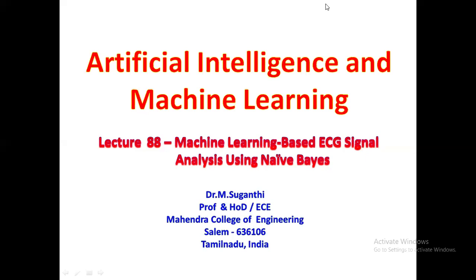In this lecture, we'll see machine learning based ECG signal analysis using the Naïve Bayes algorithm. Machine learning based ECG signal analysis using Naïve Bayes is a simple and effective method for detecting heart problems by analyzing ECG signals. First, important features like heart rate, time between heartbeats, that is the RR interval, and QRS duration are taken from the ECG waveform. These features are then given to a naive-Bayes classifier, which uses probability to decide whether the heart is functioning normally or if there is an issue like arrhythmia.